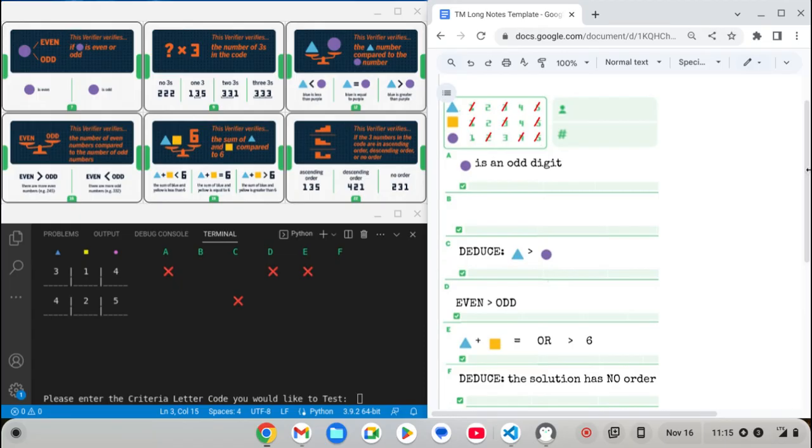Okay. And let's see. I guess let's go ahead and test criteria card B. Do we have a 3 or not? Okay, it is true. The Turing machine approves of the absence of 3. So let's go ahead and cross out the 3. It agrees that there should be no 3 in our solution.